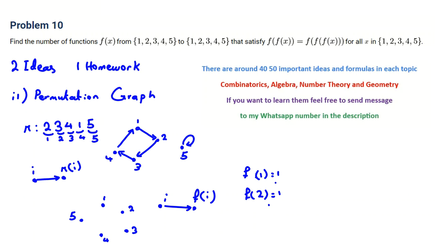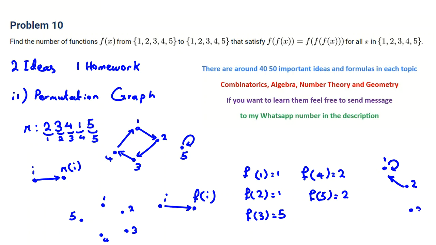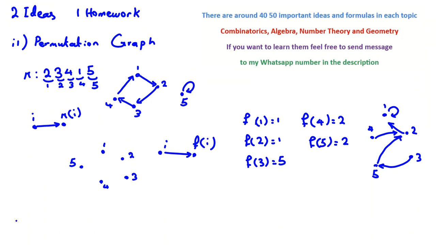So let me tell you an example to see what the graph will be. f of 2 is 1, f of 3, for example, is 5, f of 4 is 2, f of 5 is 2. So here 1 is connected to 1, 2 is connected to 1, 3 is connected to 5, 5 is connected to 2, and 4 is connected to 2, okay? It is how we change the function to a graph. Okay, idea 1 is this, and we will use this graph for this function.